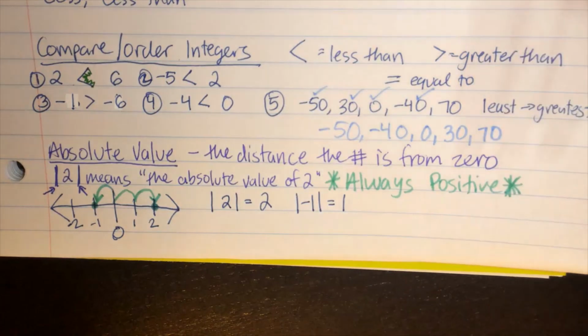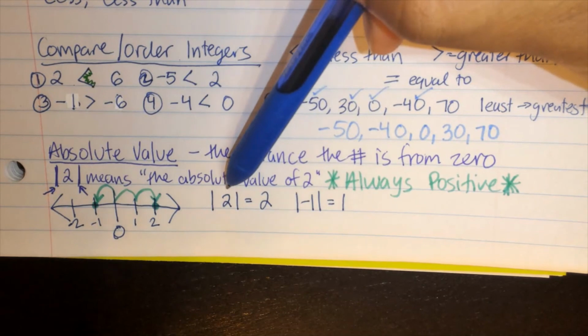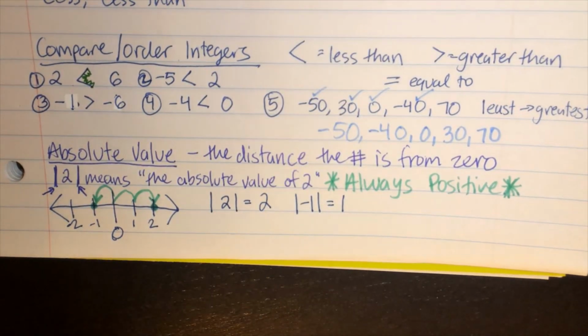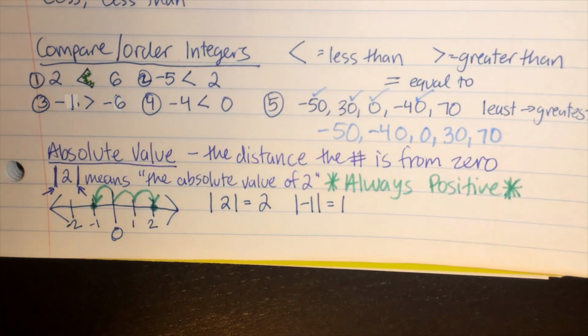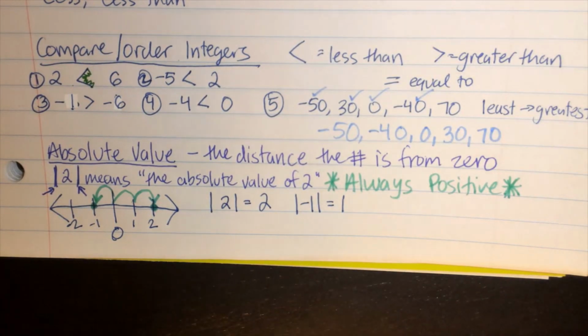And remember, this doesn't mean opposite, right? That's something else. Because if I said opposite of 2, that would be a -2. But look, it's positive. Absolute value, you can think about it as absolutely positive. All right? Absolute value is absolutely positive. Okay? Any questions? Anyone?